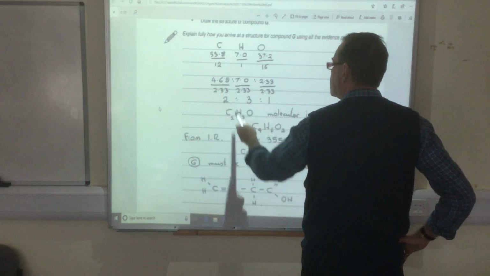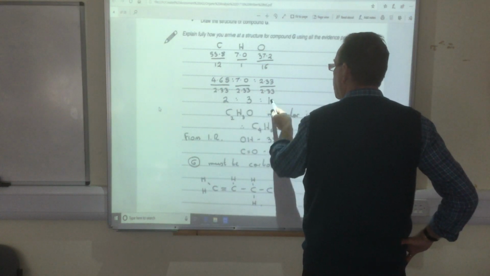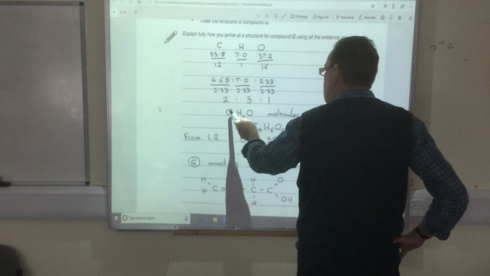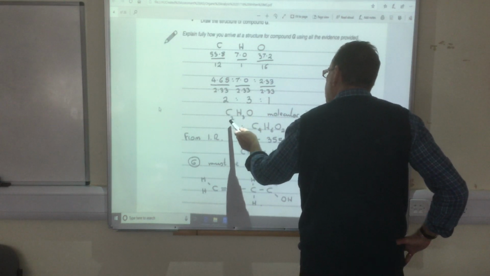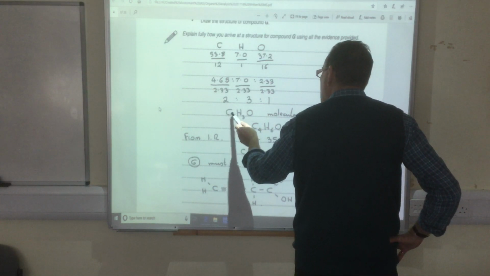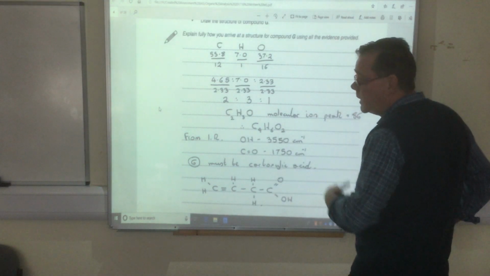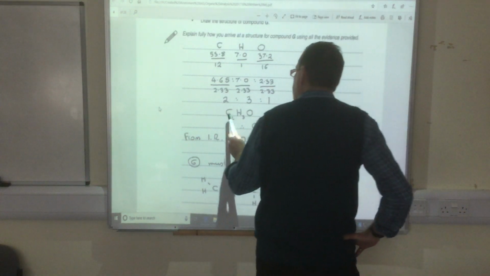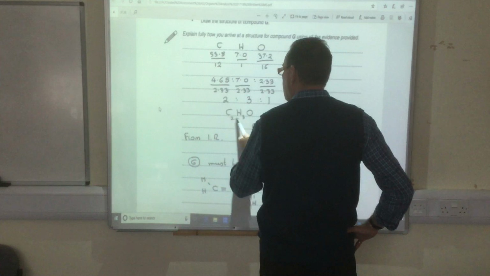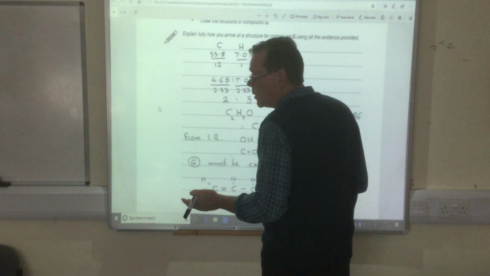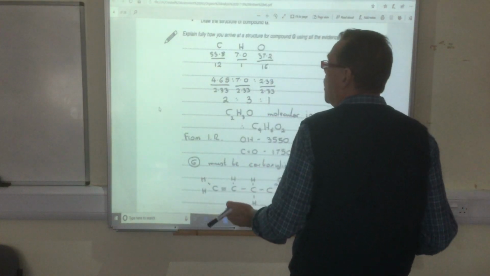Divide by the smallest: C2, H3, O. C2, H3. Quite a high ratio of carbons to hydrogens, really. It's hard to be specific, C2H3, but it looks like there could be a double bond there, giving me a high ratio of carbons to hydrogens.